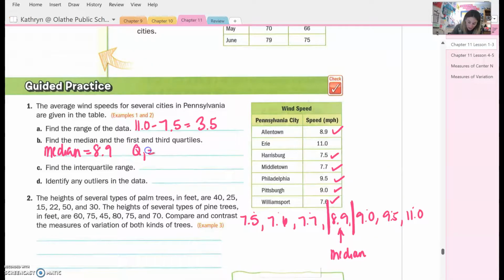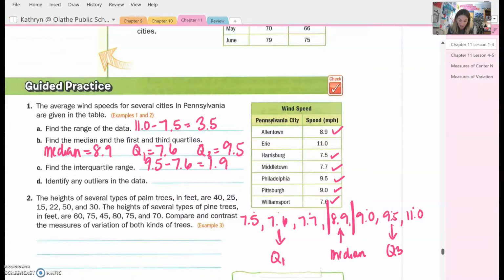The next thing I'm going to find is my Q1, and then after that, my Q3. So I'm going to count in. Oh, right there. My Q1 is 7.6. My Q3 is 9.5. So now that I have my quartile 1 and my quartile 3, I'm going to find my interquartile range, which means I'm going to take my Q3 and subtract my Q1. So I'm going to take 9.5 minus 7.6, and that equals 1.9.